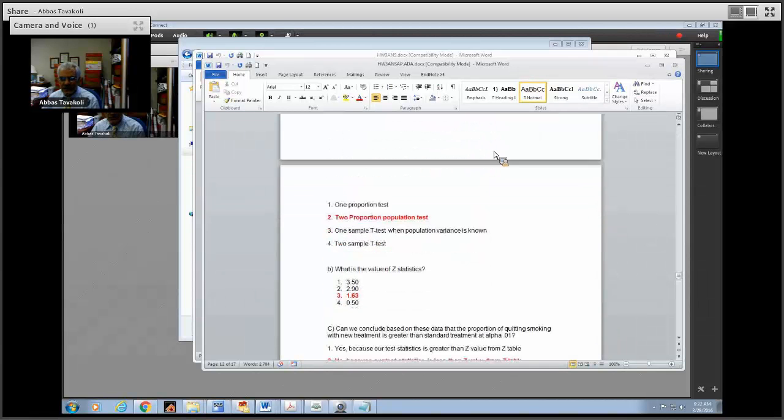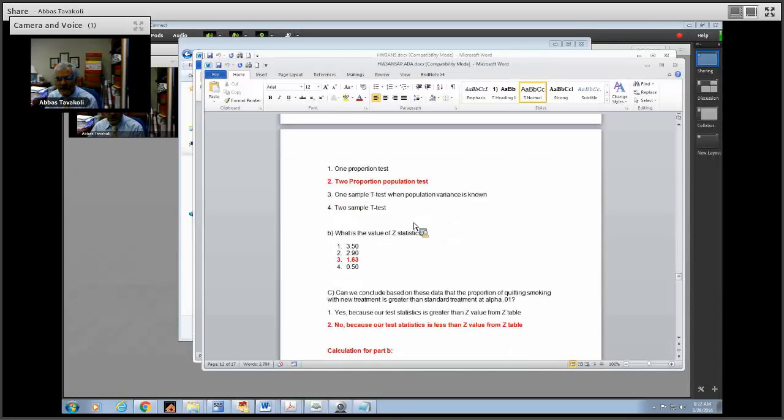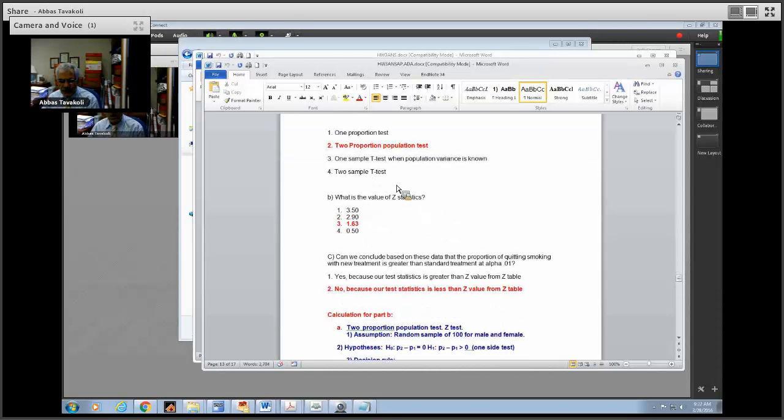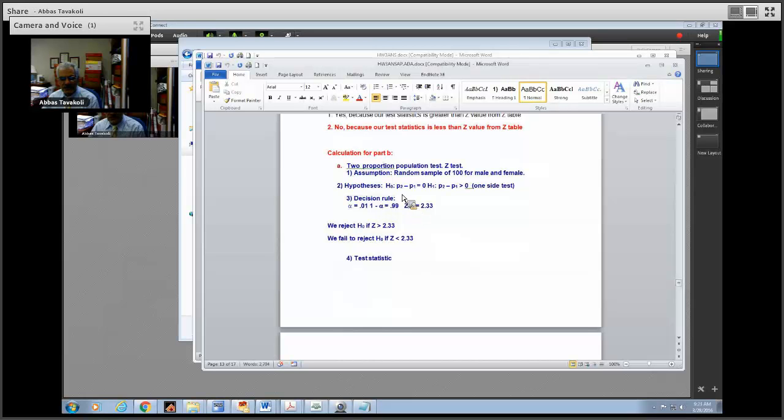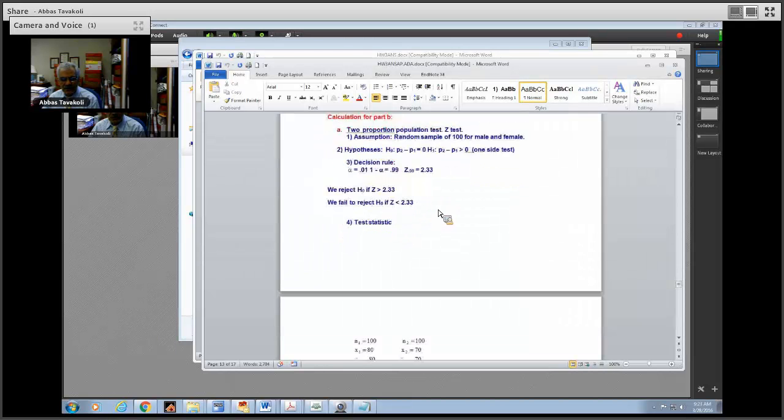Question 7 was, we have two proportions, and we wanted to do the hypothesis testing for those two proportions. So again, a two-population proportion test is correct. Always you calculate the z statistic for proportion. So in the test we wanted to do at alpha 0.01 if quitting smoking with the new treatment is greater. So it's one-sided. Again, you have one side.